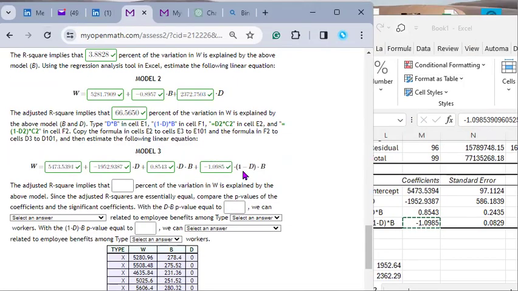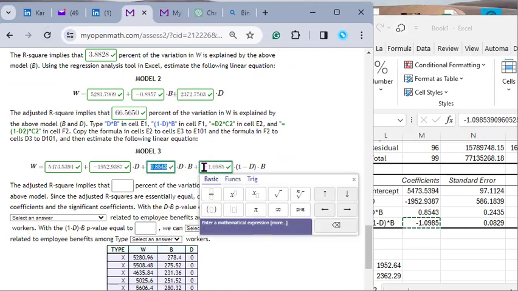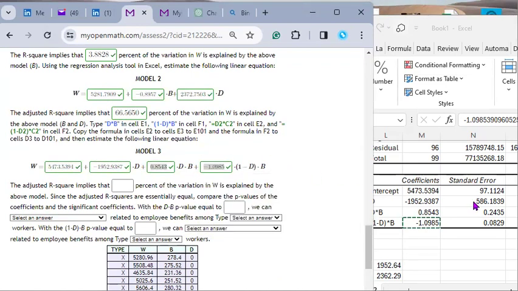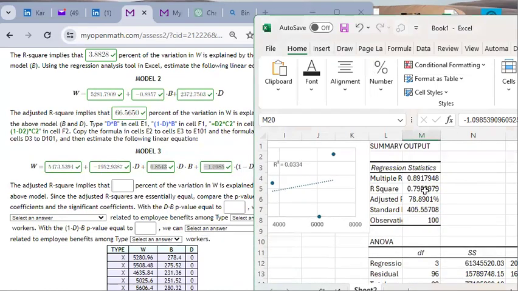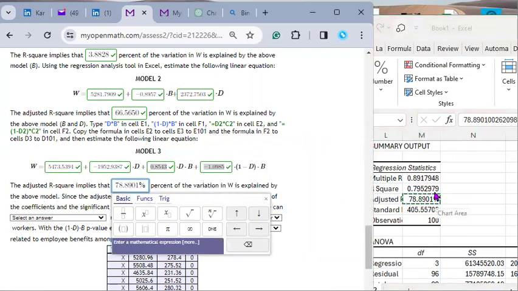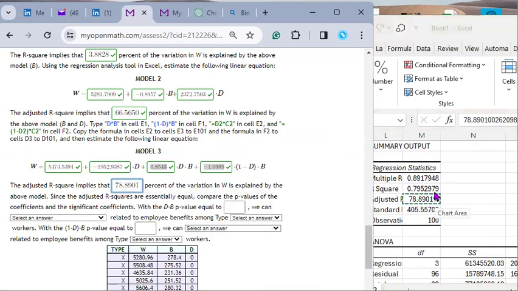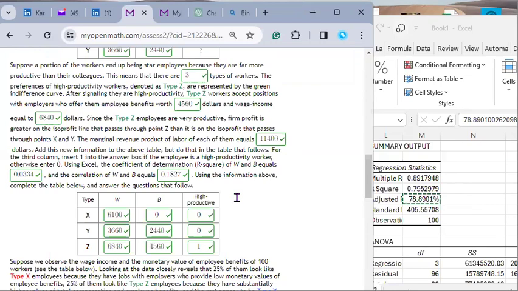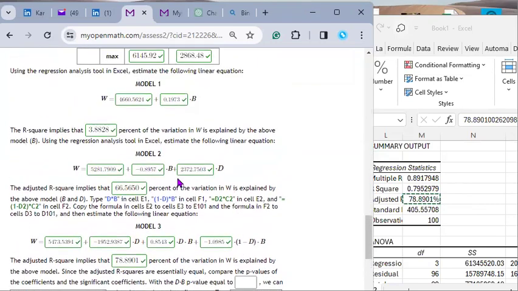So this model is different than this model because this model has one slope coefficient for the benefit level, right? This model has a slope coefficient for the high productivity workers and a slope coefficient for the low productivity workers, right? And in this model, 78.8901% of the variation in W is explained by this model, right? So the R square is better than it is here, right?